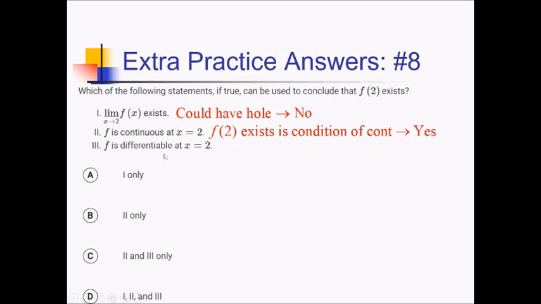And now the last condition, f is differentiable at x equals 2. Well, continuity is a condition of differentiability. If your function's differentiable, that means it must also be continuous, which again means that the function must actually exist at the spot of continuity. So this is also a yes then. So then we needed options 2 and 3, which is choice C.